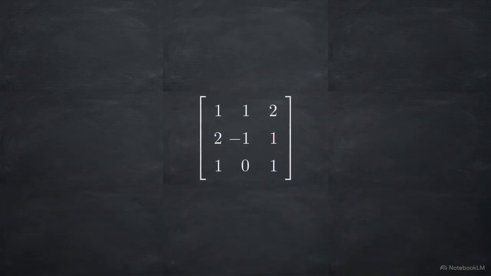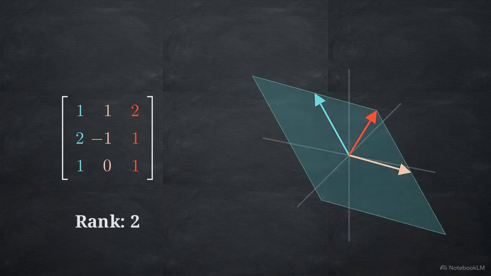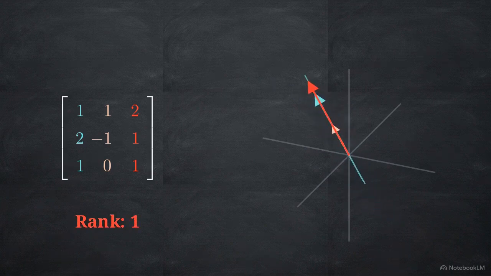This 3x3 matrix has column vectors that span only a two-dimensional plane. The dimension of this space is its rank, here rank 2. Watch if the rank drops to 1. The plane collapses into a line, creating a singular point.